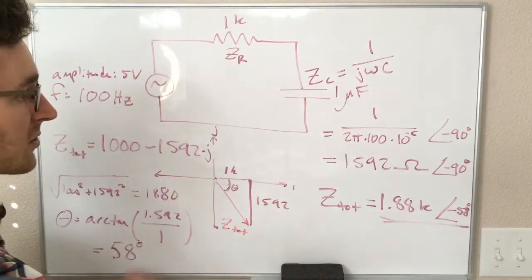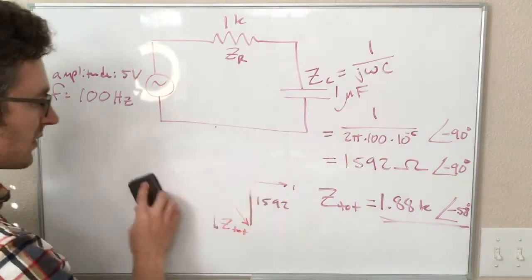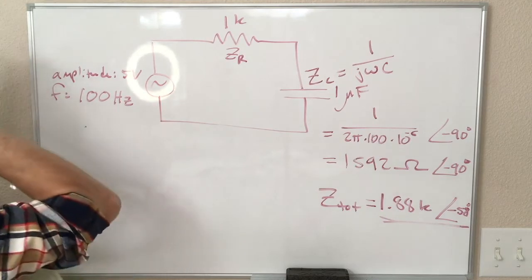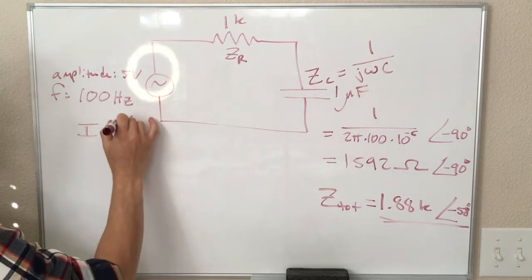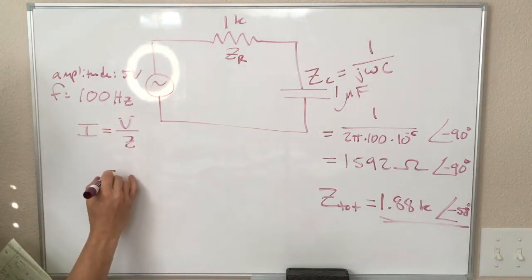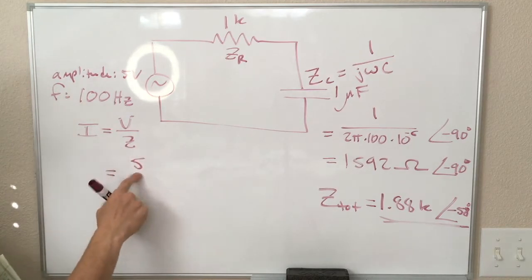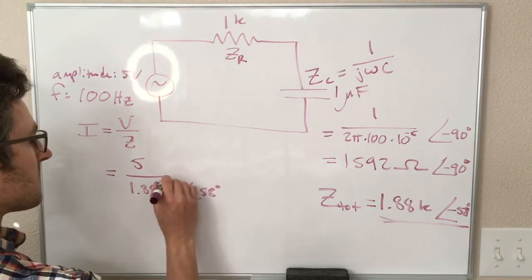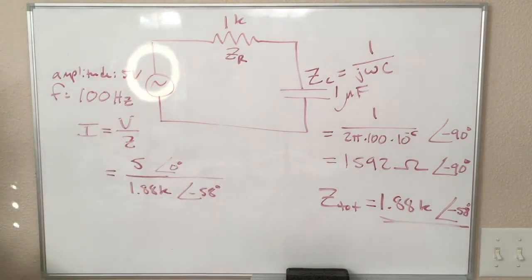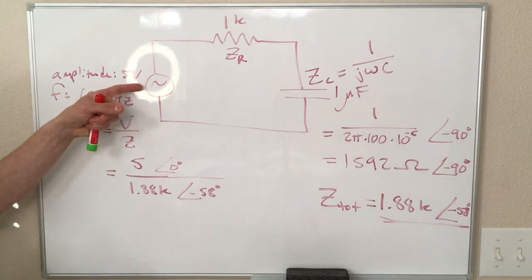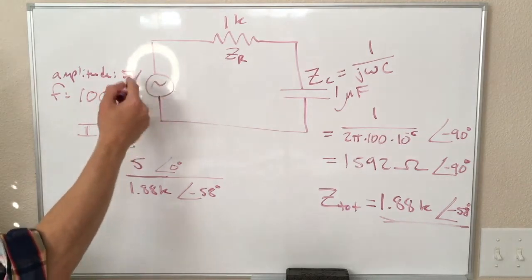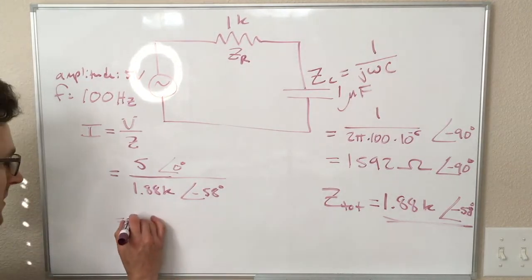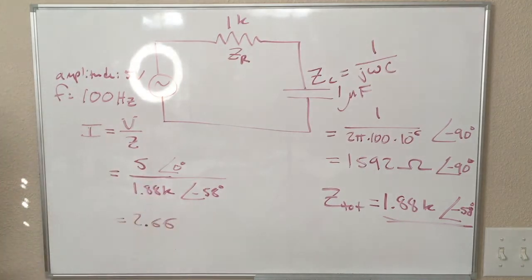There is a huge amount of information contained within this, because this includes the effects of the resistor and the capacitor simultaneously. So, how do we use this to figure out what is going on? Well, remember that our current is equal to V over Z. That means our 5-volt oscillation divided by 1.88 kilo ohms at an angle of minus 58 degrees. Remember, this is implicitly at an angle of 0 degrees, because if we're not told the phase of this source, we will use it as the reference and call this 0 degrees. Dividing this out, 5 divided by 1.88 is going to give us 2.66, and that's volts over kilo ohms. That's going to be milliamps.